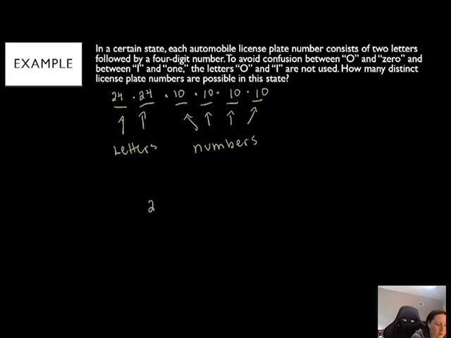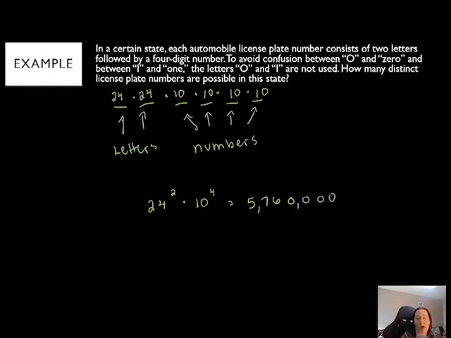So I can simplify this as 24 squared times 10 to the 4th. And so I'm going to just do that on my calculator and make sure I actually type it out. Oh boy, this is very large. We've got 5,760,000 possible license plate numbers.